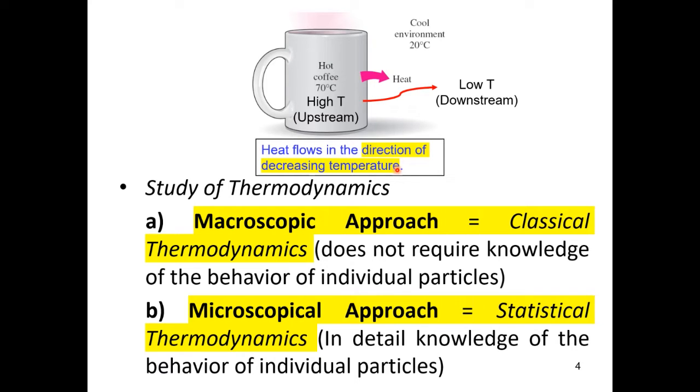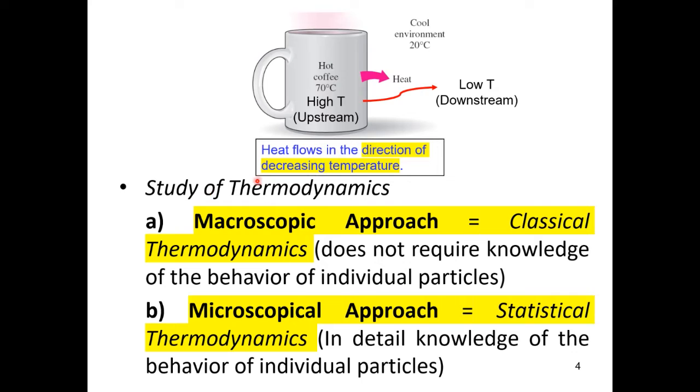That is what we call the direction of decreasing quality. You can increase the temperature from 20 to 70 using a microwave or a stove. You introduce new heat inside, then it can be increased, but it cannot happen naturally. So that is what we need to understand.